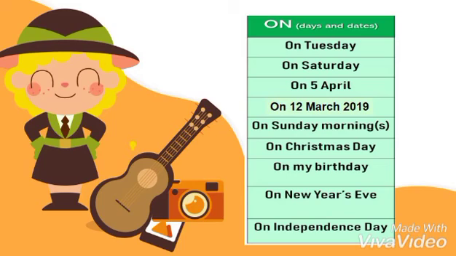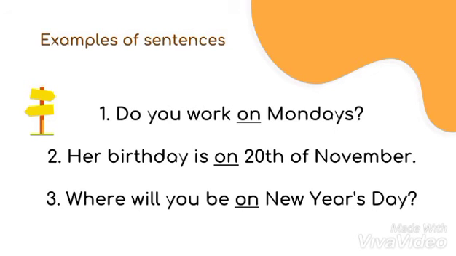Now, let's look at the example sentences. Number 1. Do you work on Mondays? Number 2. Her birthday is on 20th of November. Number 3. Where will you be on New Year's Day?